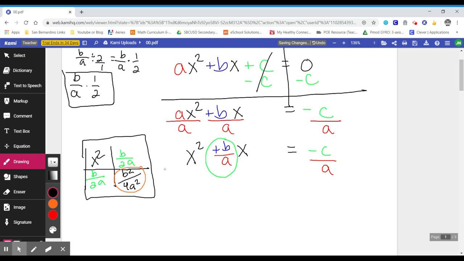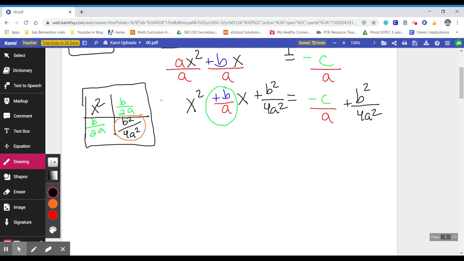Okay, so again, we're just trying to figure out what we're going to add to both sides. Now that we figured that out, let's do that to this side. So we're going to add b squared divided by 4a squared to this side. We're going to add the same thing to this side, b squared divided by 4a squared. So the whole idea is we're trying to get the x by itself.